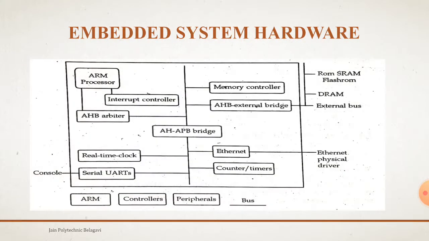The figure shows a typical embedded device based on an ARM core. Each block does a specific function. The lines connecting the blocks are the buses used to carry the data. The embedded system hardware is divided into four main hardware components. They are ARM processor, controllers, peripherals, and buses.